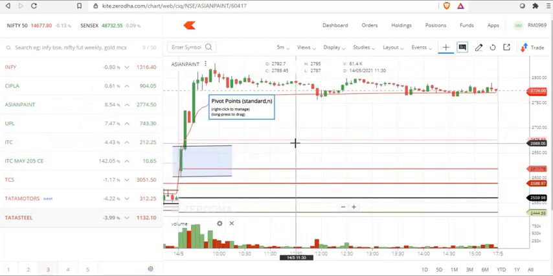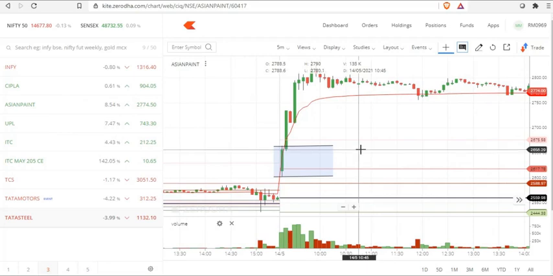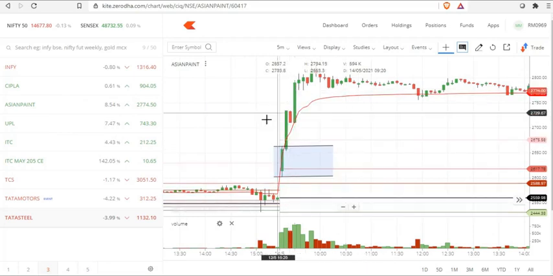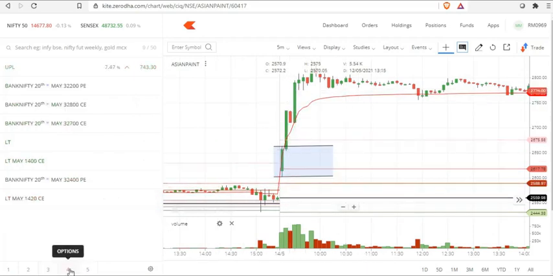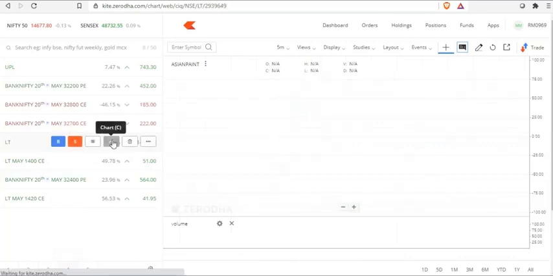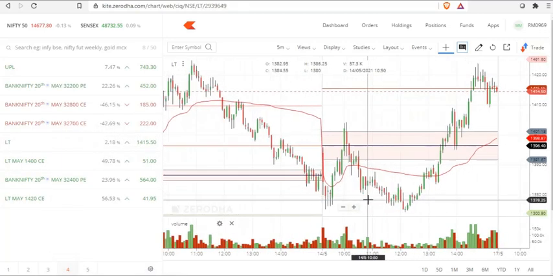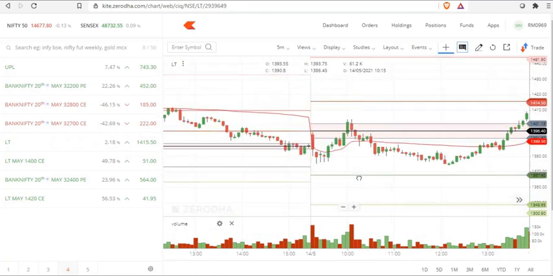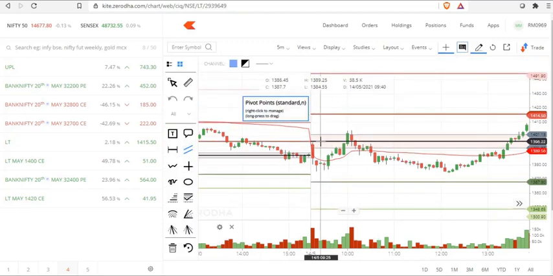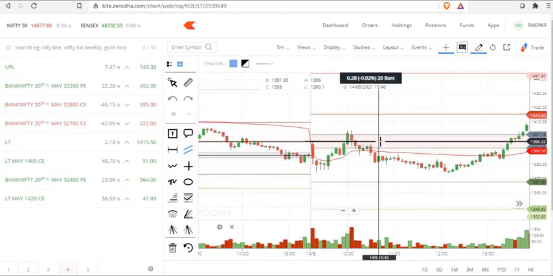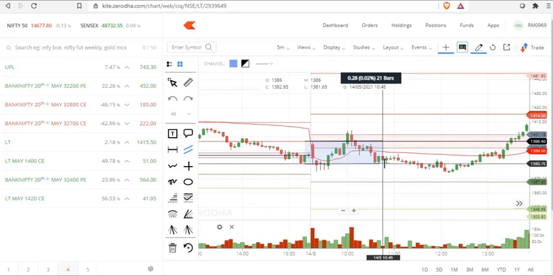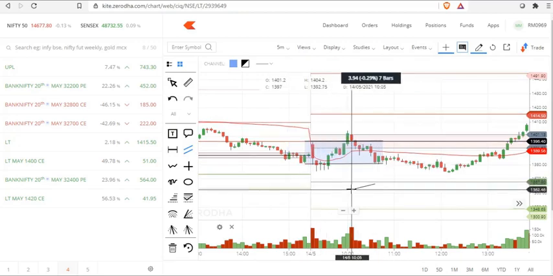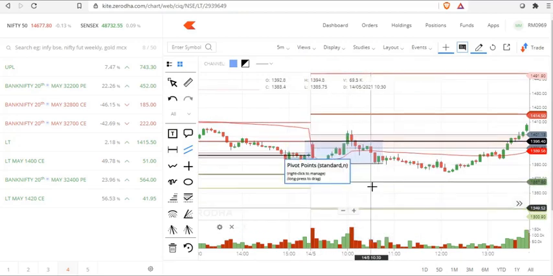Then we can go for Asian Paints. Asian Paints last day, the result day. It moved very fantastically to the upside. We can go for LT. LT may hit the stop loss. No strategy is a holy grail strategy, but this is okay.